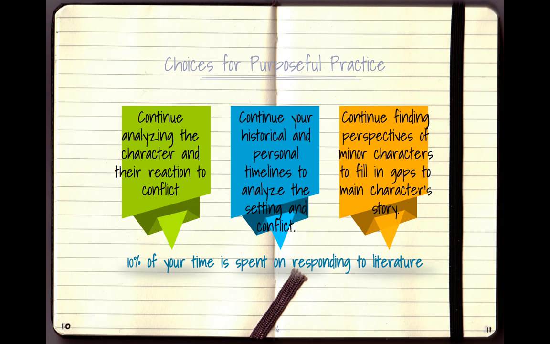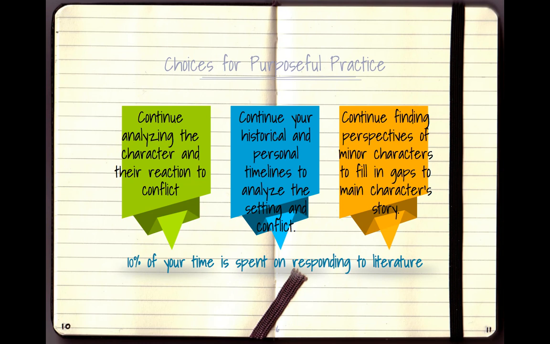Finally, for your purposeful practice, in order to practice this, you're going to continue analyzing the characters and their reaction to conflict. You're going to continue your historical and personal timelines. Don't forget about those. And you're going to continue finding perspectives of minor characters to fill in the gaps of the main characters. That's your big focus today. The last couple slides I just shared are more for your book club conversations.